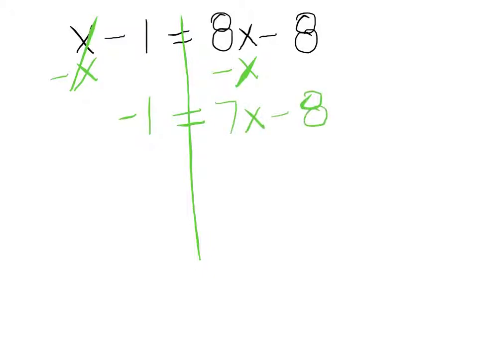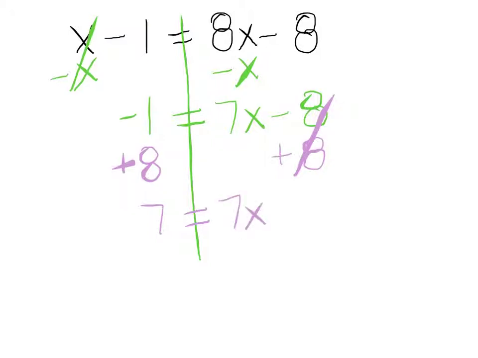So you can see I'm putting my variables all on the right-hand side this time. It's okay as long as you stay consistent throughout a problem. Now we're ready for our undo. Undo negative 8 by adding 8. Negative 1 plus 8 is 7. 7x, these cancel, so I just have 7x.